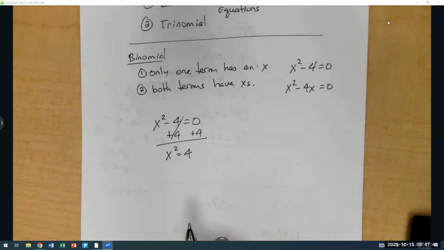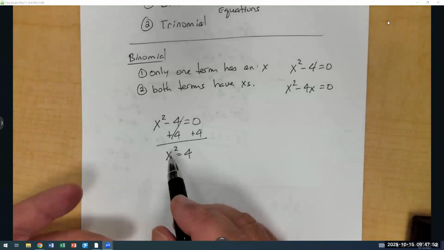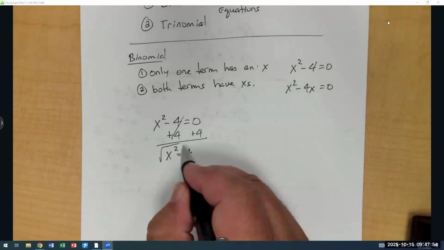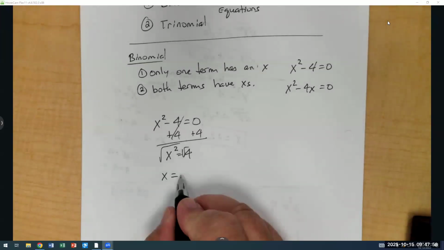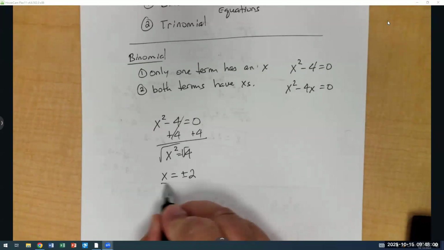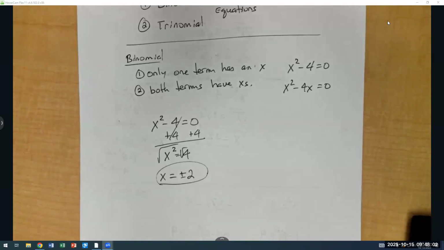How do we solve for x? What do we do now? Yeah, the square root principle. So we get rid of the square. So x is equal to what? Plus or minus 2. That's my solution. And always check your answers.